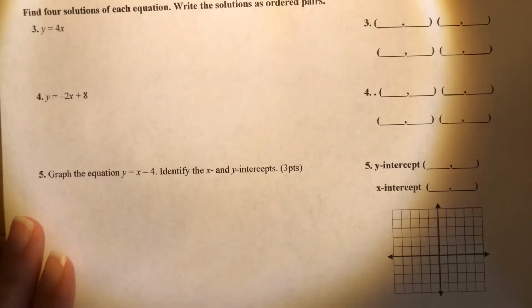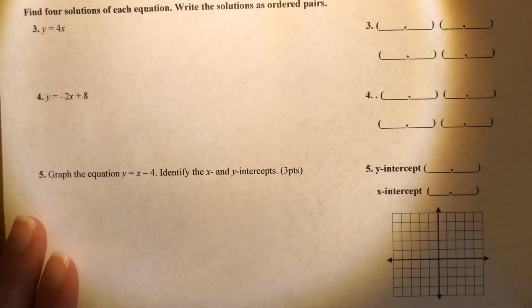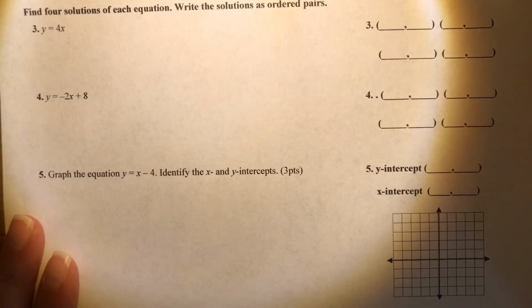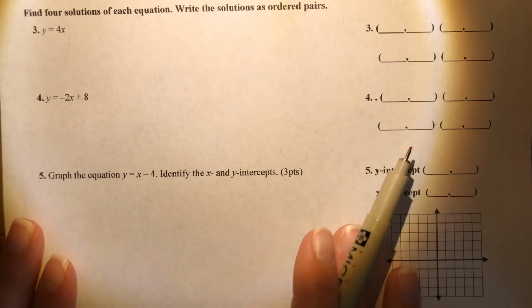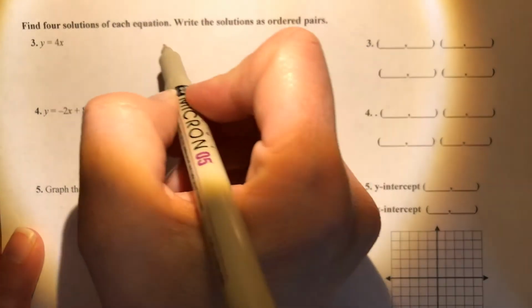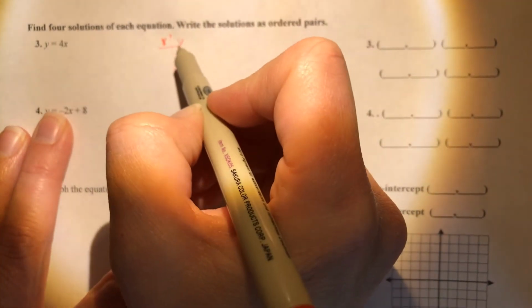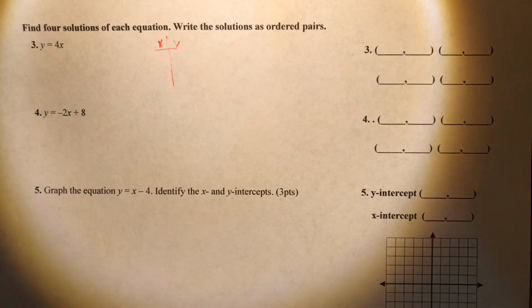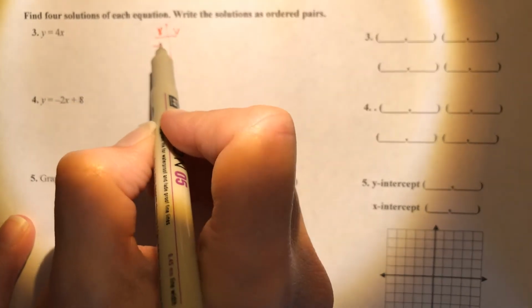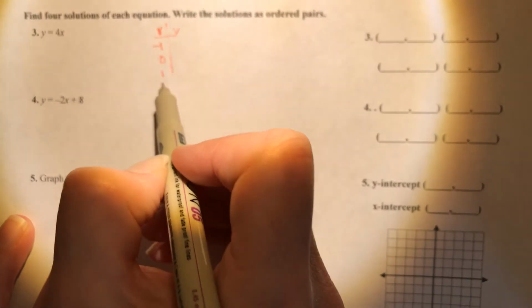The next lesson, I asked you guys to find 4 solutions of each equation and then write them as ordered pairs. So what I'd want you to do here, this is where we would do that T-chart, and we put an X and a Y, and hopefully it'll zoom in. And then I asked you guys to use the numbers -1, 0, 1, and 2.